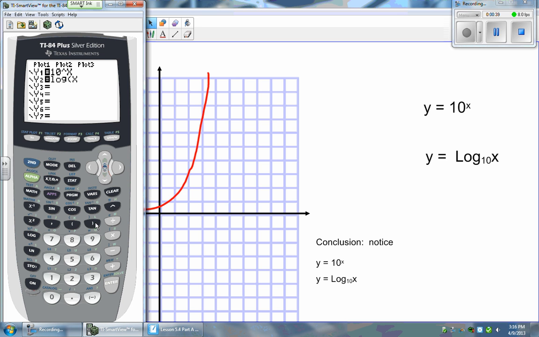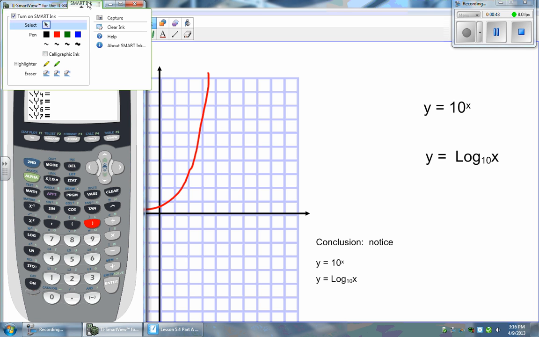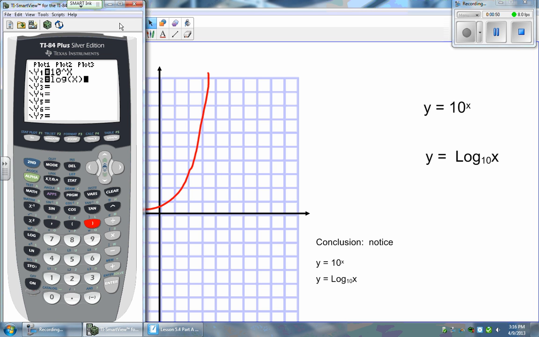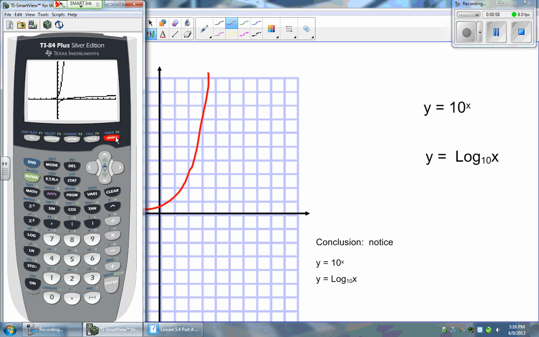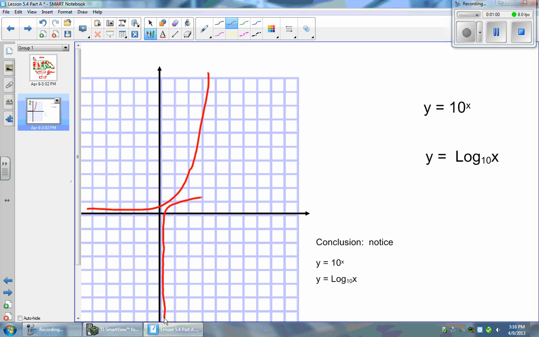Okay, now notice that your calculator does not put the little 10 down here like that. Actually, every log on your calculator is automatically a base 10. It's automatically got the 10 there. So you don't have to put log base 10. It does it for you. Hit graph and watch this. The log base 10 starts down here and does this.